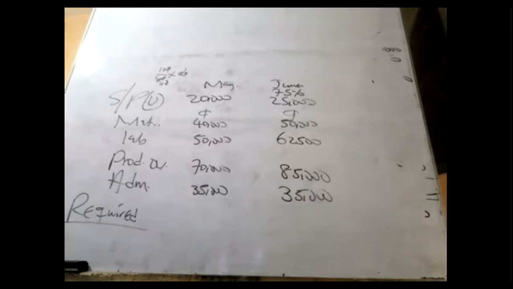I want to make it a bit interesting. 75 divided by... let's do something here. 100 divided by 75 gives us 1.333.